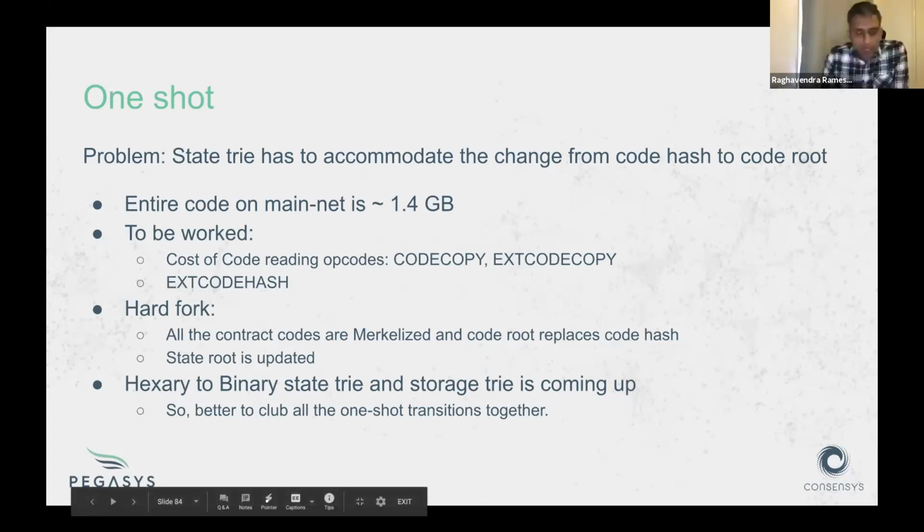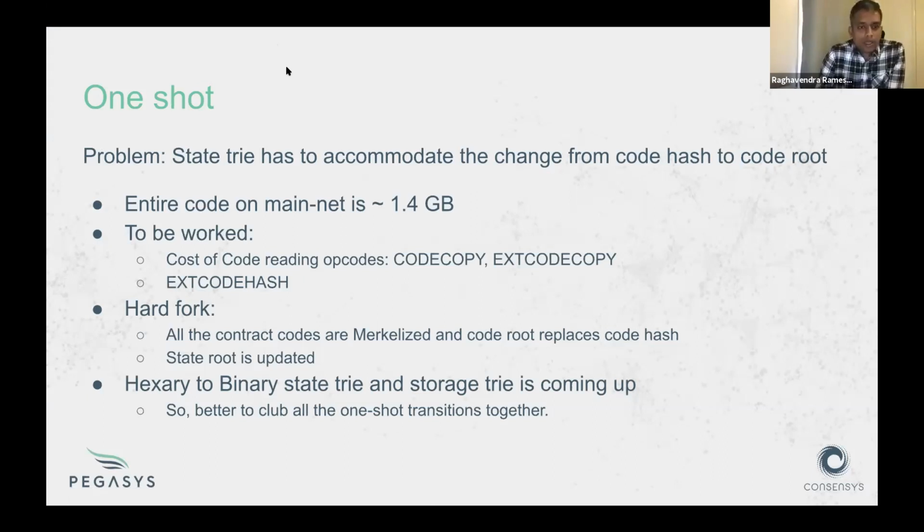Okay, so the migration problem is that currently the state trie has the account values, where the account values hold a code hash of the code. The migration problem is to change the code hash to the code Merkle root of the code trie. If we put the entire code on Ethereum mainnet, it's currently around 1.4 gigs, so it's not too large. So the one-shot approach says that you make a hard fork, and then you ask every node to maintain the code trie from here on, and have the code trie root in the account value. But still some things need to be worked out.